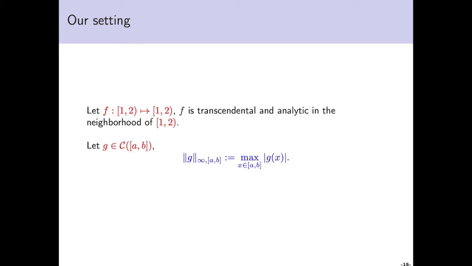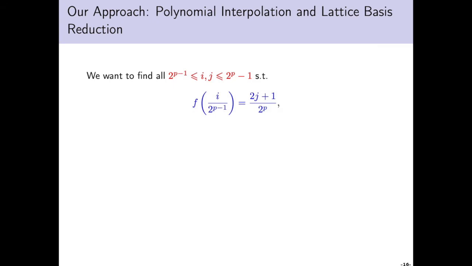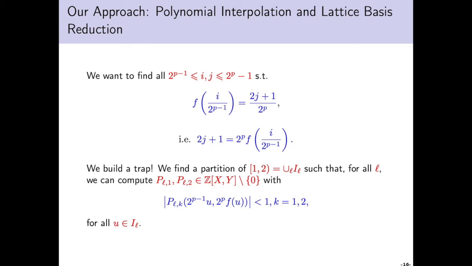Okay, and just a notation, to fix the ideas. If G is a continuous function over [a, b], the norm of G infinity on [a, b] is the maximum of the absolute value of G of x over [a, b]. So I want to find all the i and j that satisfy this equality. That means that this function has an integer value. So what am I going to do? We are going to build together a trap.